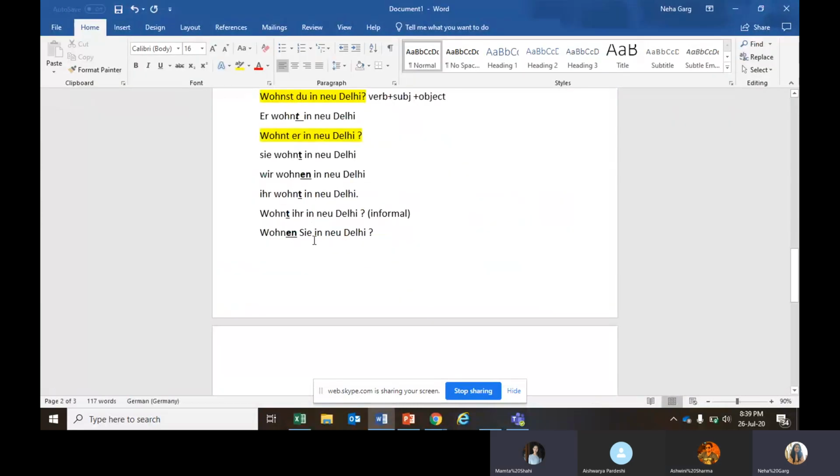So let's say, Aishwarya, I am talking to you and I am asking about your family members in a formal way, right? So I would be asking again, "Wohnen Sie in New Delhi? Oder deine Familie? Wohnen Sie in New Delhi?" Your family? Do they live in New Delhi? Or if I would have to ask in an informal way, I would have written "wohnen Sie" here in Neu Delhi.